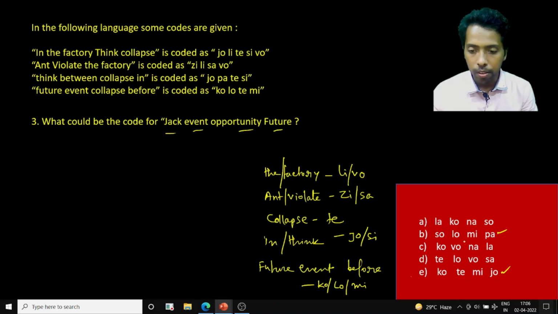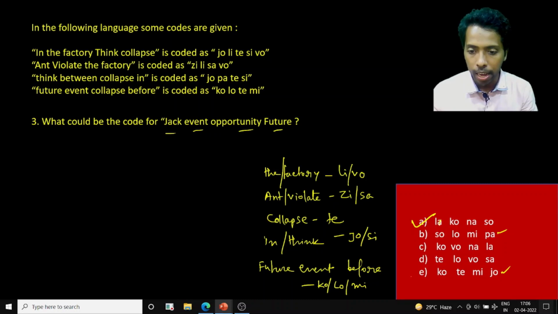This is LOMI, SO and PA. Okay, so this option has some issue. Just fix it here: NA and SO. Mark option A as the correct one, because this option itself has some issue. So we have to fix it.